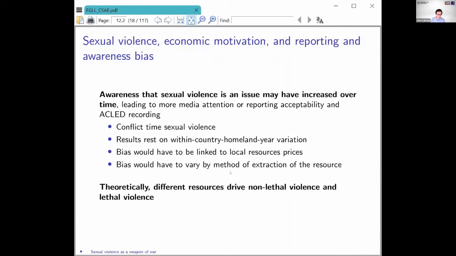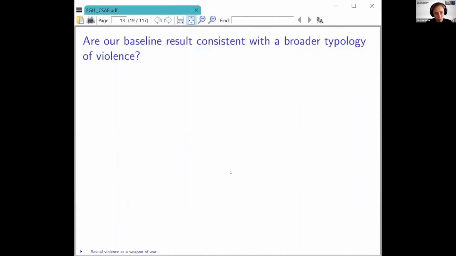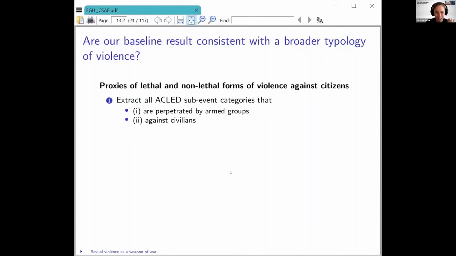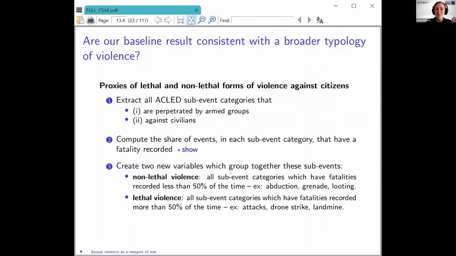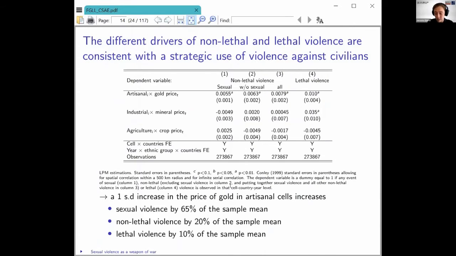However, we can push further and leverage our theoretical model, which gives us predictions more generally on the drivers of lethal violence and non-lethal violence, not just sexual violence. So we build up proxies. I will spare you the building. It's a bit rough, I don't want to get hands on the table here, but we build up proxies from the ACLED on forms of non-lethal violence by armed groups against citizens and lethal violence by armed groups against citizens.